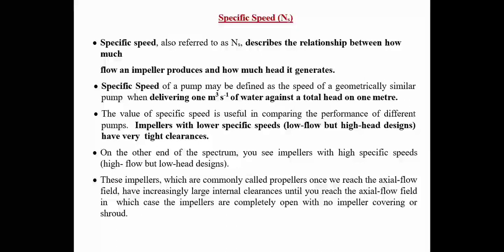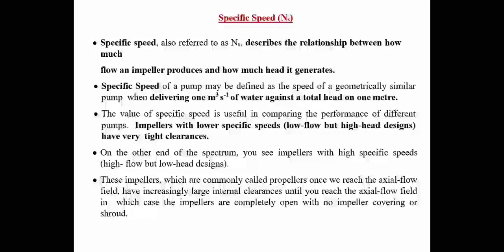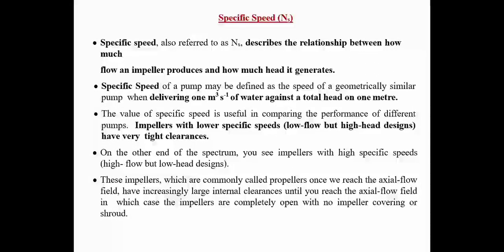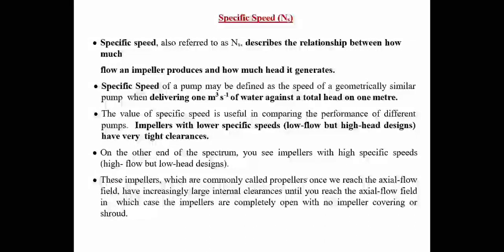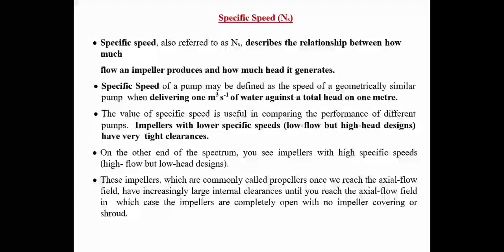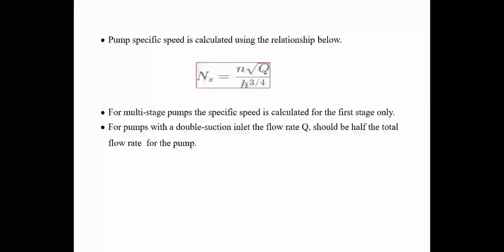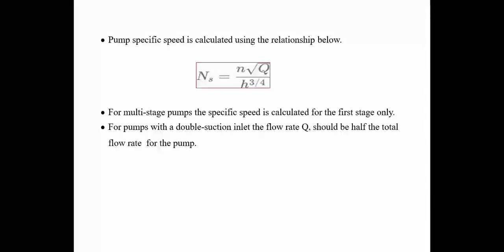Okay, so it is generally explained as the speed of a geometrically similar pump when delivering 1 meter cube per second of water against a head of 1 meter. Now the equation for specific speed is equal to N root Q divided by H raised to 3 by 4, where H is the head in meter, Q is the discharge in meter cube per second, and N is the rotational speed of the motor, which is in RPM.